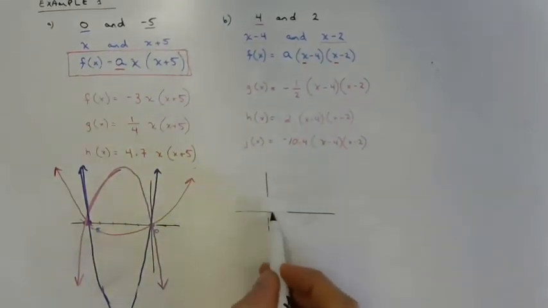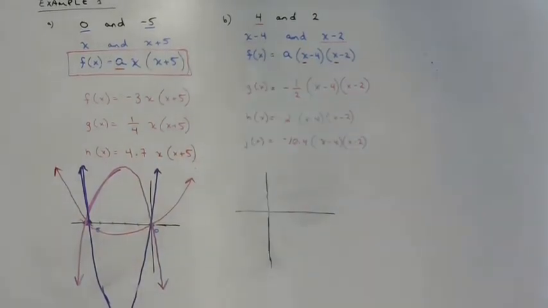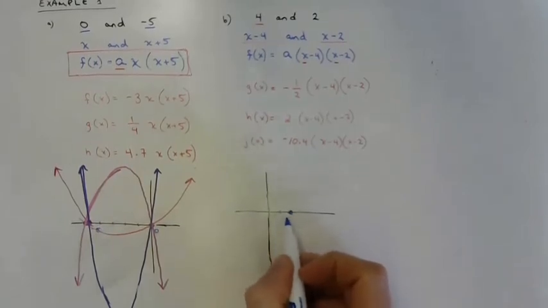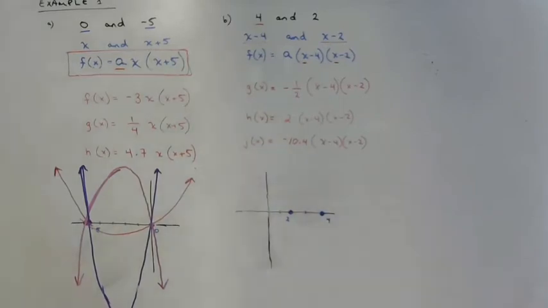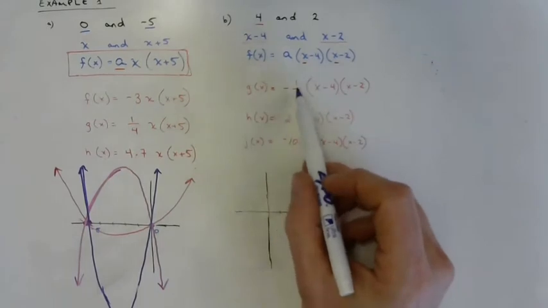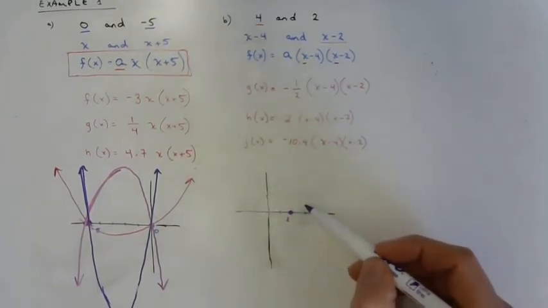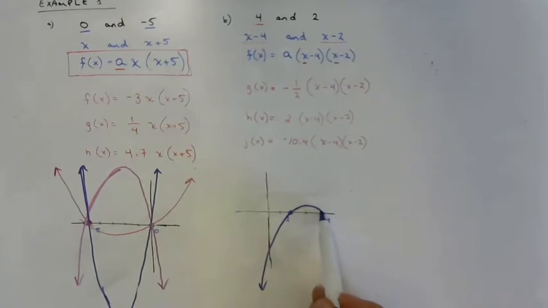The zeros are at 4 and 2. Go ahead and draw those. 1, 2, 3, 4. Okay, there's our zeros. The members of the family that I had was negative 1/2 as a stretch compression, so it's going to open down, and it's going to be fatter than usual. Something like this.